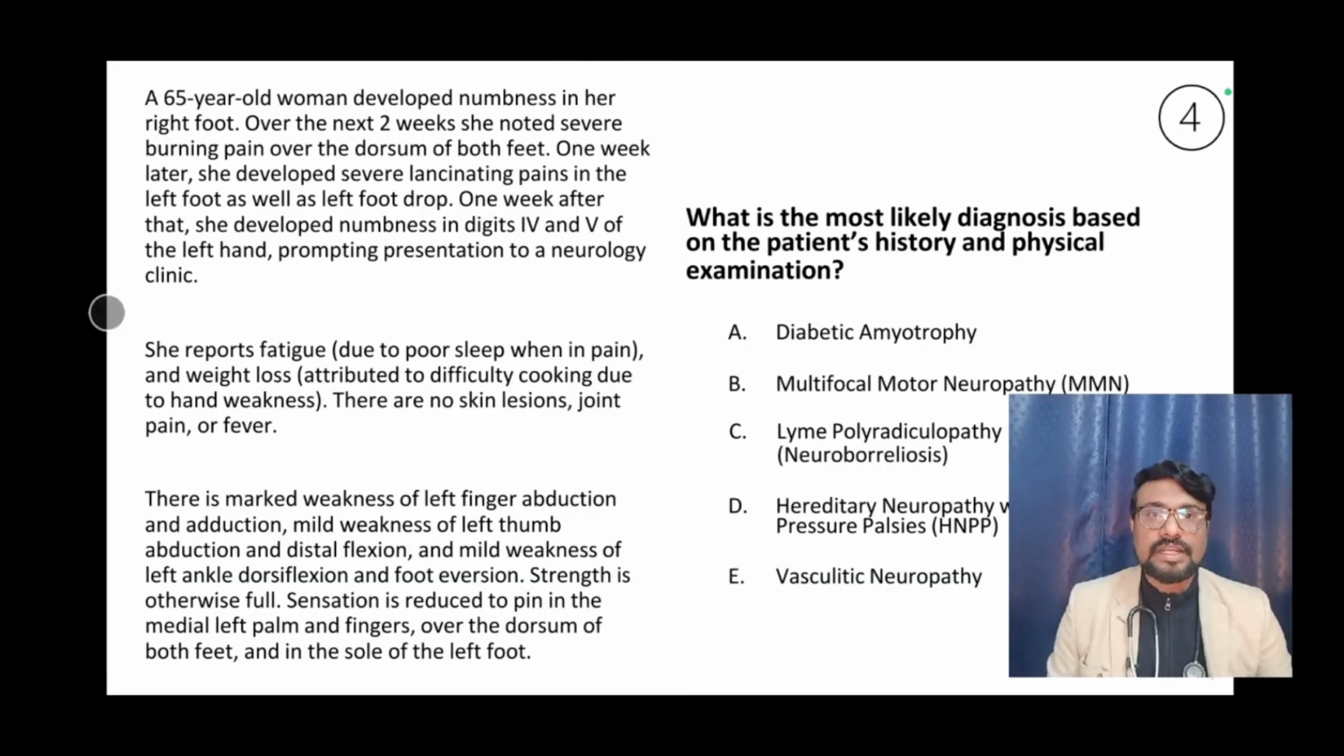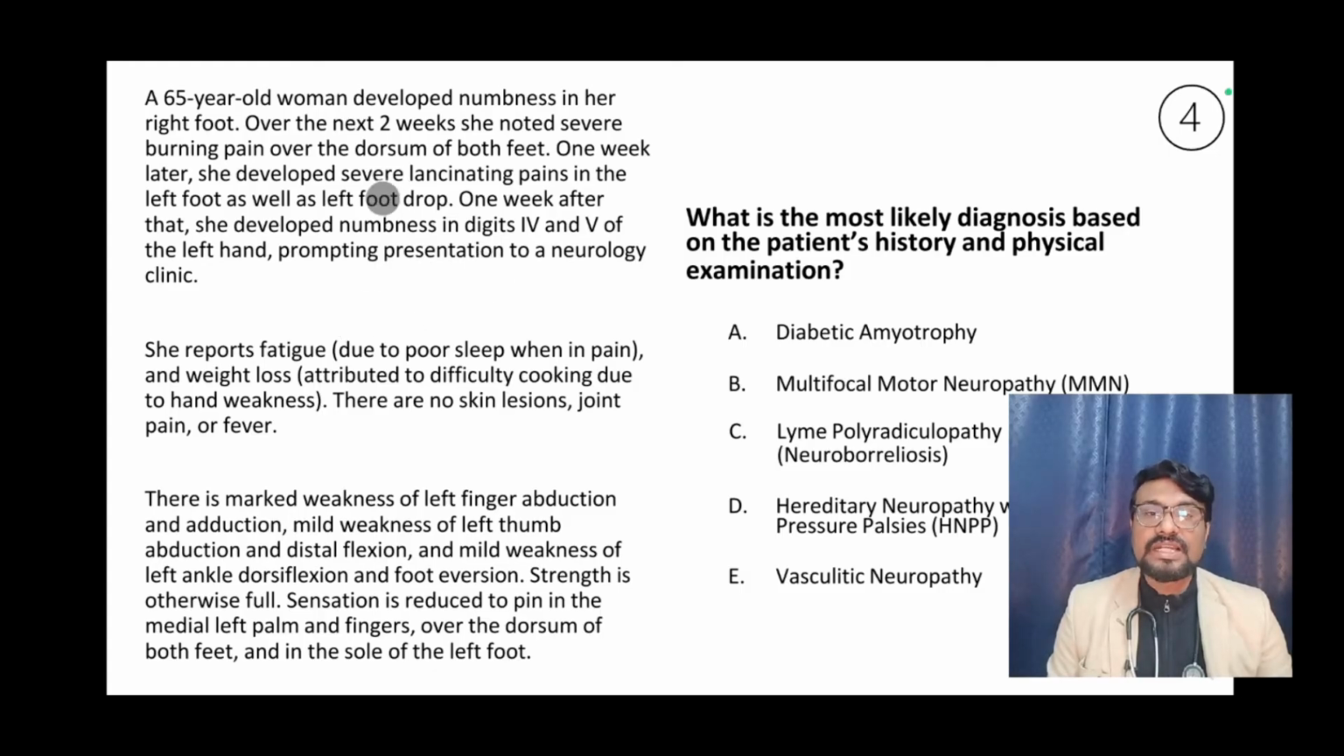Let us discuss another clinical case to understand another neuropathy. This 65-year-old woman developed numbness in her right foot. Over the next 2 weeks, she noted severe burning pain over the dorsum of both feet. One week later, she developed severe lancinating pain in the left foot as well as left foot drop. One week after that, she developed numbness in digits 4 and 5 of the left hand, prompting presentation to a neurology clinic.